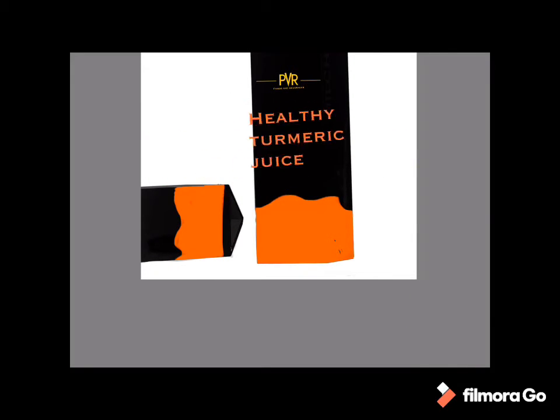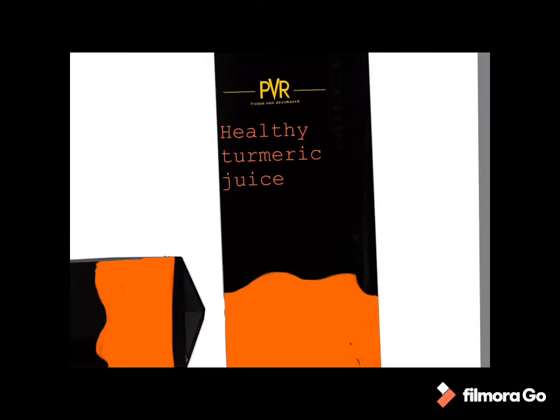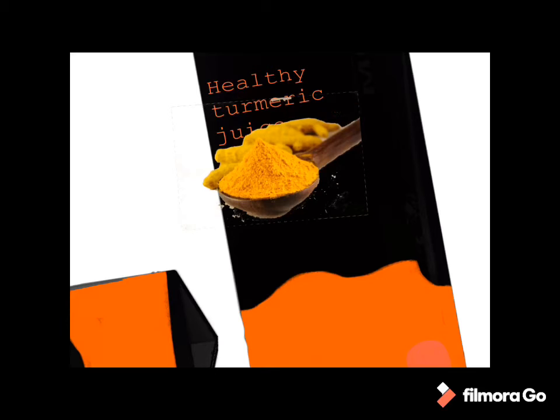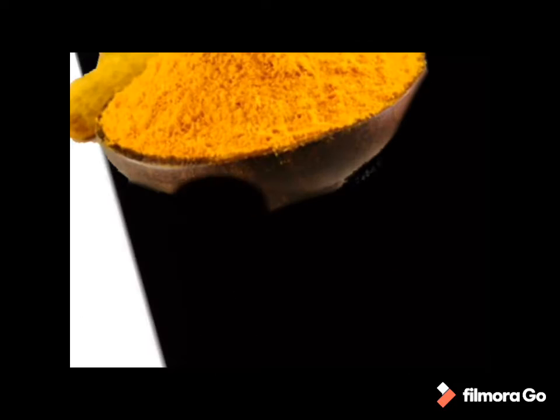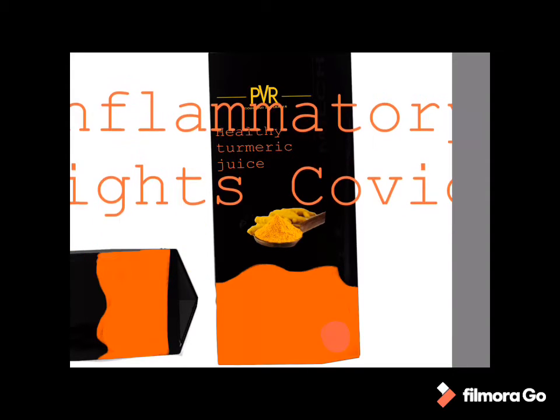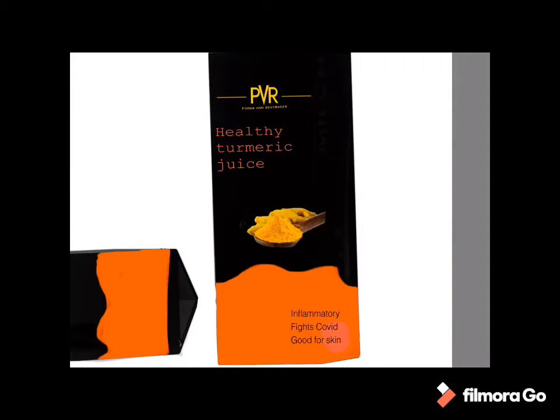Now add the text of your product. If you want to write it, then write it, else you can do this as well. Now add the details like pictures or depictions of the product. Make sure you erase the background of the product. You can also add any required information.